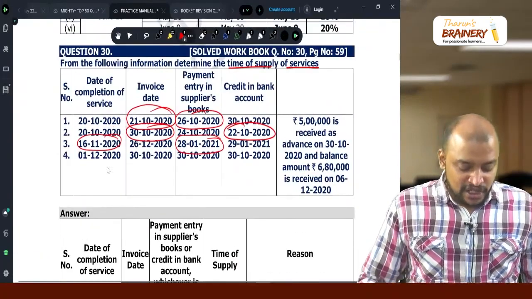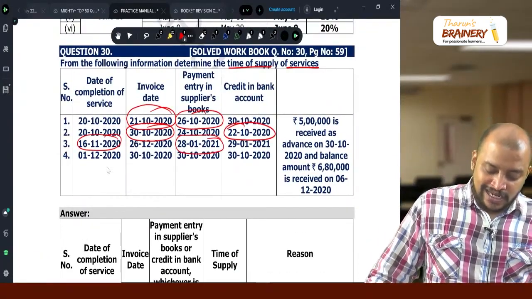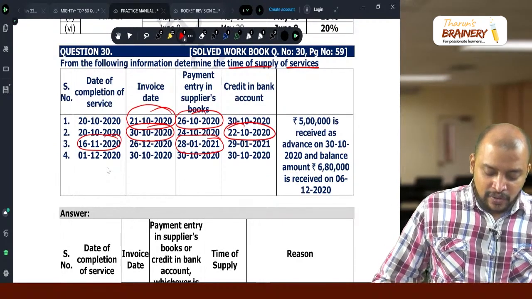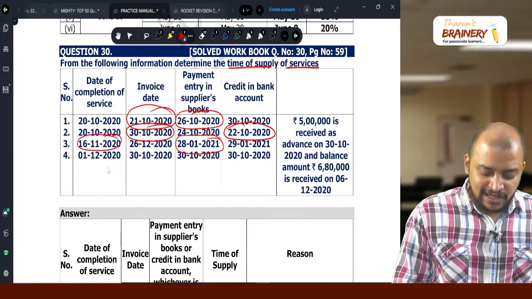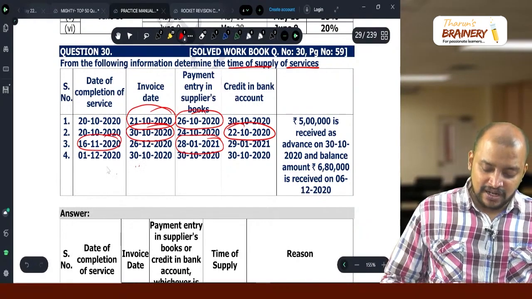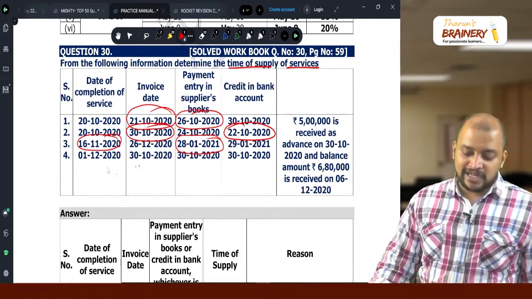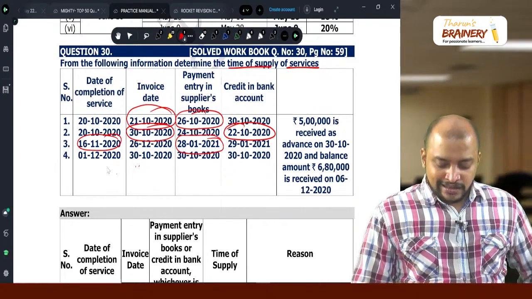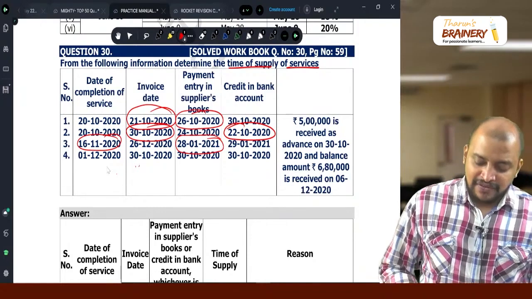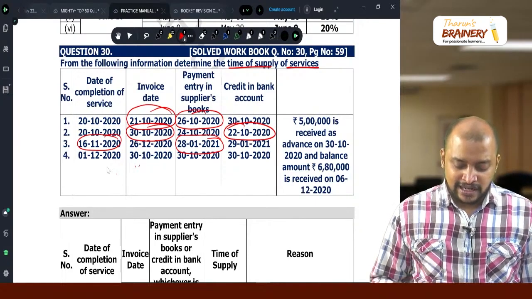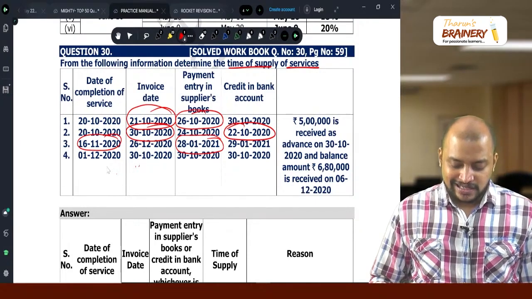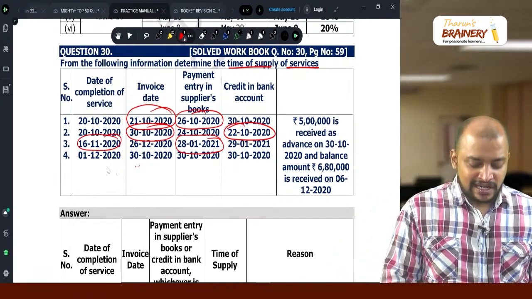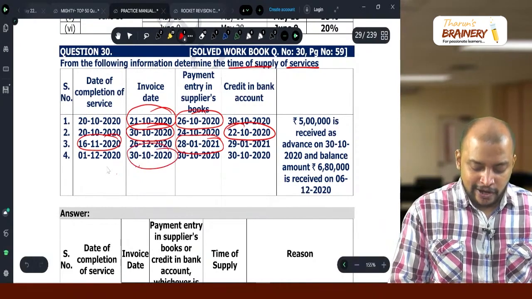So, date of completion 112, invoice date 3010, payment entry is 3010. So, the invoice is given within time, even earlier. Related to this only, they have given some information. 5 lakhs is received as advance on 3010 and the balance amount 6 lakh 80 is received on 6/12/2020. So, then the invoice is given earlier. So, therefore, invoice date or payment date.